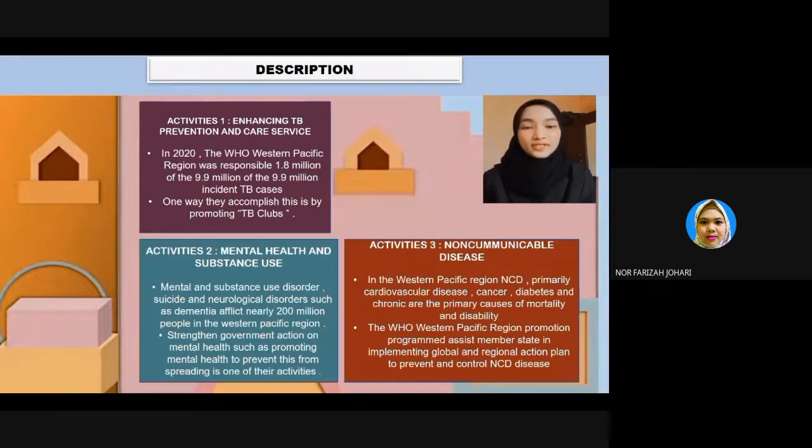If immediate action is not taken, NCD-related mortality and disability will continue to rise. The WHO Western Pacific Region promotion program assists member states in implementing global and regional action plans to prevent and control NCD, increasing the priority given to non-communicable disease through international collaboration and advocacy, strengthening national capacity to speed up the country response, and reducing modifiable risk factors through the establishment of health promotion settings.